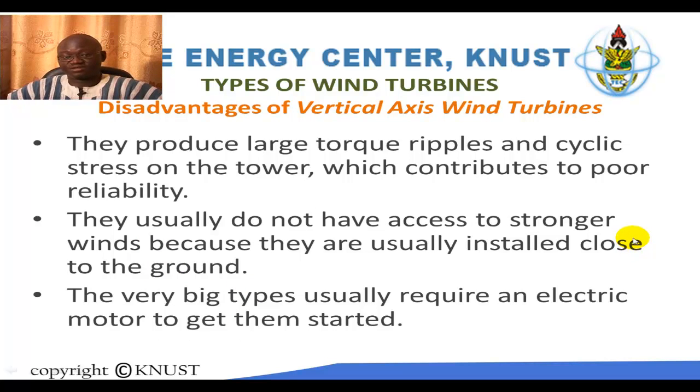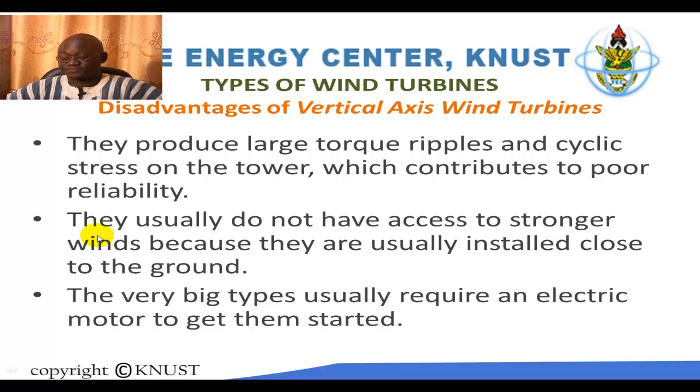This is the nature of the operation of a typical vertical axis wind turbine. They produce cyclic stresses on the tower, which contributes to poor reliability. So they are prone to failure if not designed very well. They usually do not have access to stronger winds because they are usually installed close to the ground. I come back to the same concept of wind shear, where the wind speed gradually increases from the ground level up into the sky. So a wind turbine located closer to the ground cannot really capture the much stronger winds high above. So this is one limitation for vertical axis wind turbines.